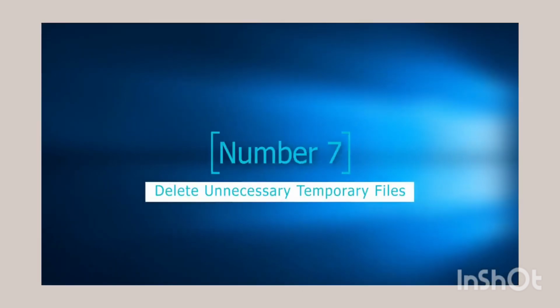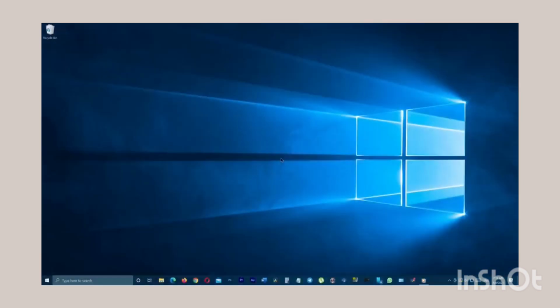Step number 7. Delete unnecessary temporary files. Whenever you open a program, Windows will create tons of temporary files. And as the name suggests, these files are only for temporary use. The next time you open the same program, it doesn't need them and it will create a new set of temporary files for its use. Unfortunately, on Windows, like any other OS, we use it to run programs, so this will continue forever as long as you use it.